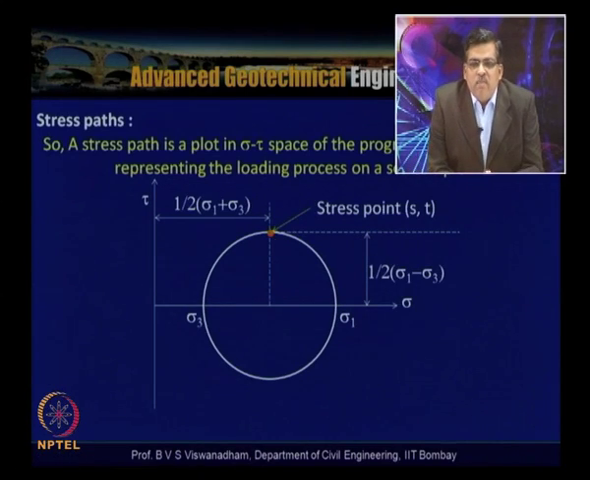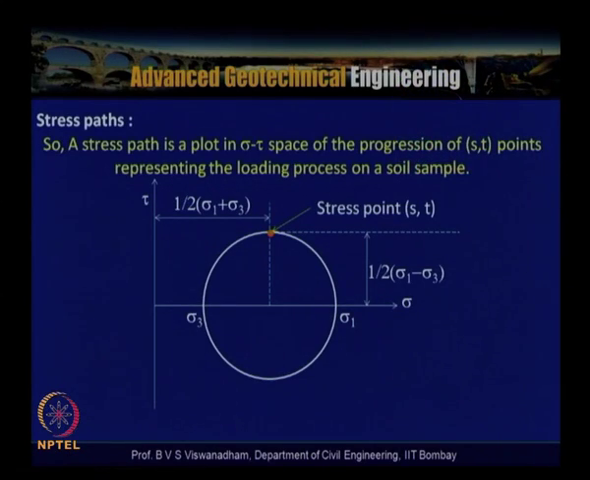So with a constant sigma 3, when sigma 1 is increasing, the Mohr circle traverses like this, and you get sigma 1 1, sigma 1 2, sigma 1 3 like this. Whenever we join these points of maximum shear stress, the line is inclined at 45 degrees. So a stress path is a plot in tau sigma space of the progression of ST points.